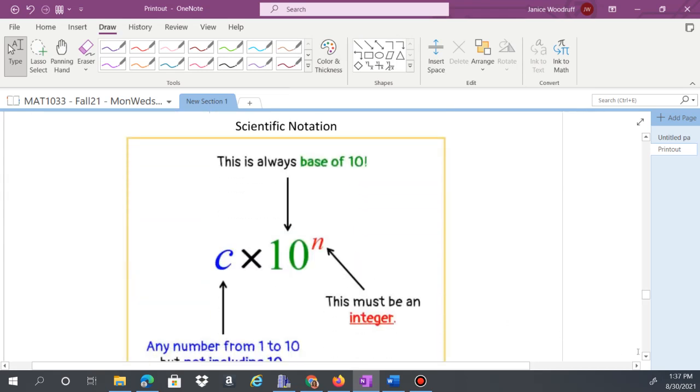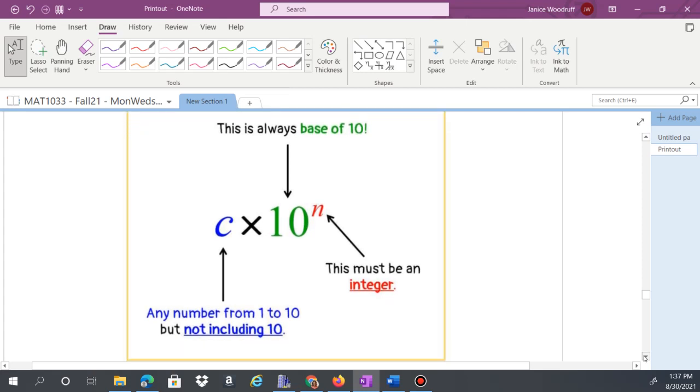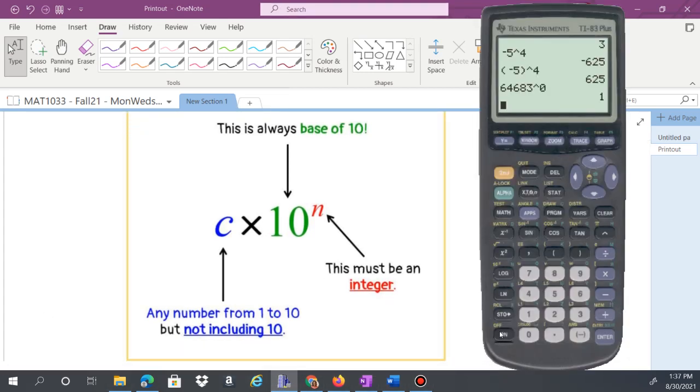Have you guys seen scientific notation before? I don't know if they teach it in school anymore. Yeah? Have you ever done a problem in your calculator and gotten something like that with the E? That's scientific notation. So if you see that in your calculator, what is that? That means this is scientific notation.